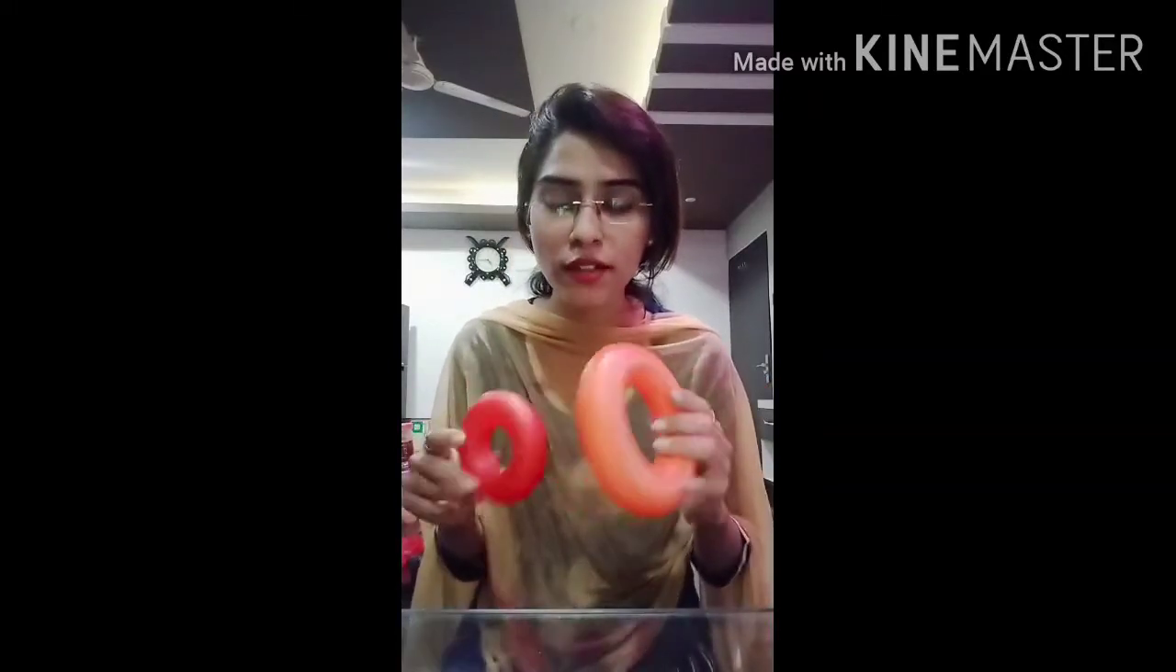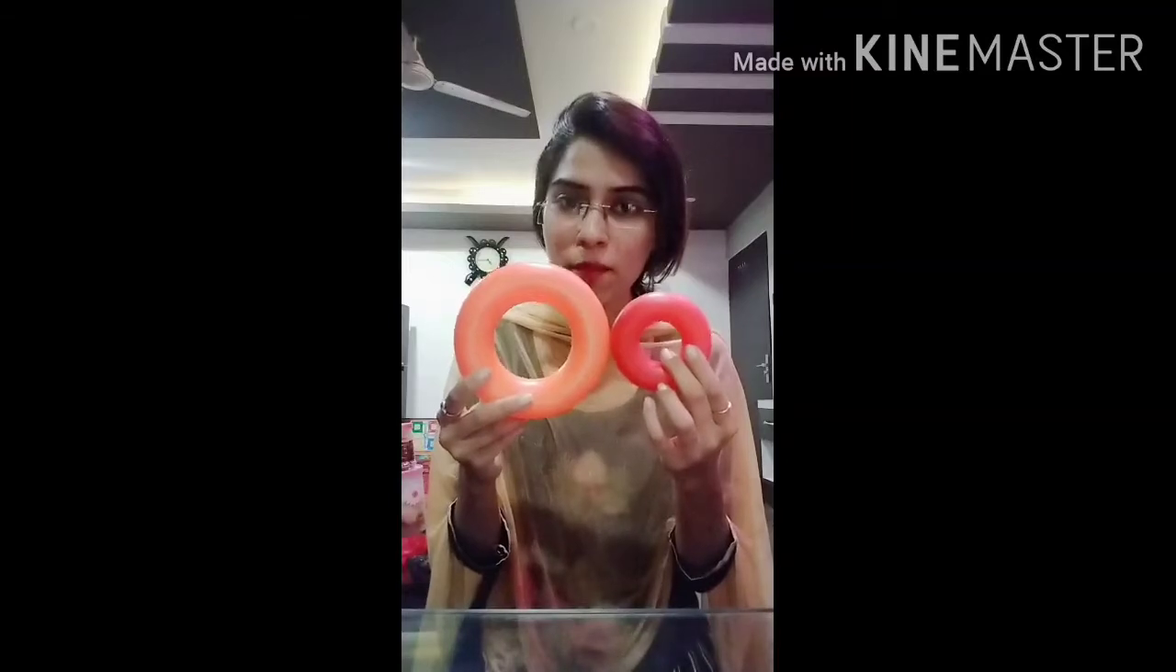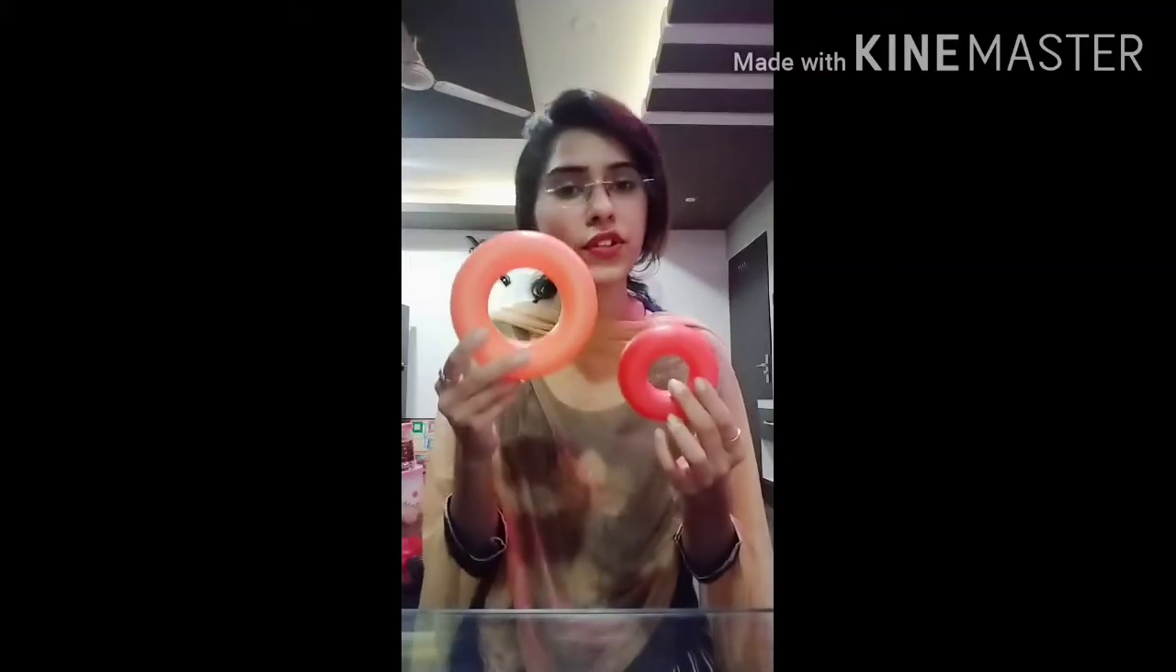Yes. See, what is this? Rings. Tell me which one is big and which one is small. What you have to do? You have to point to the object. This one is big and this one is small. See the difference? Aapko difference dikh raha hai? Big aur small ka difference aapko dikh raha hai? Ma'am ke paas two rings and this one is big and this one is small.